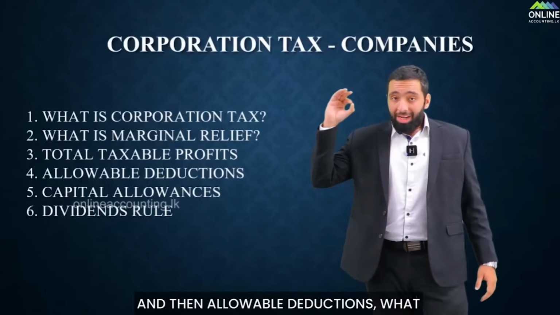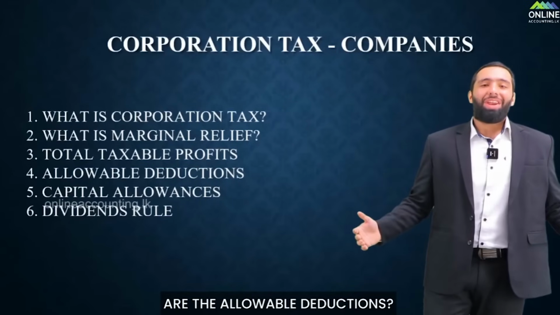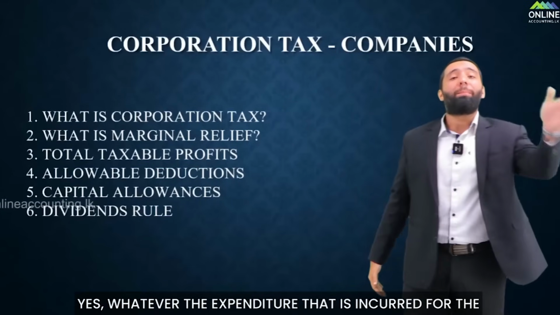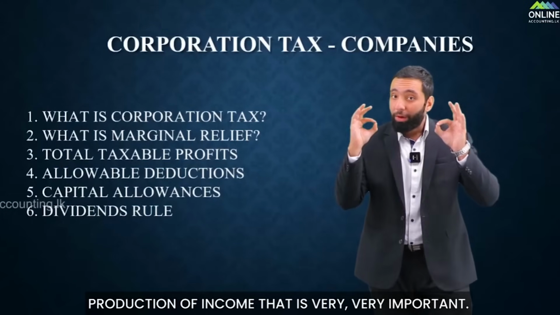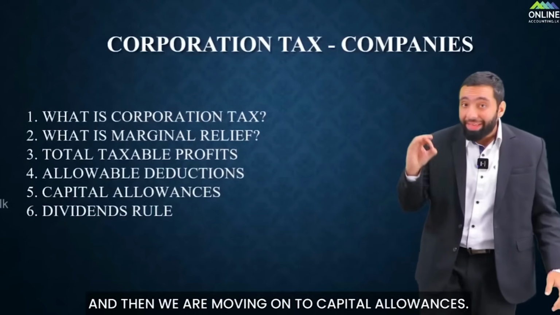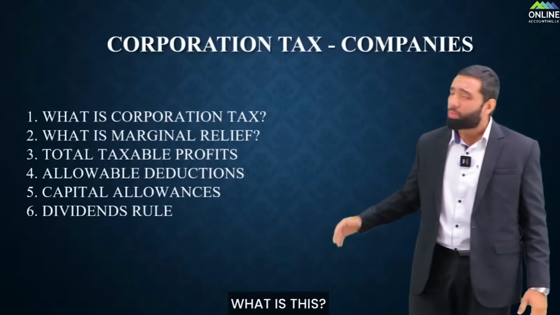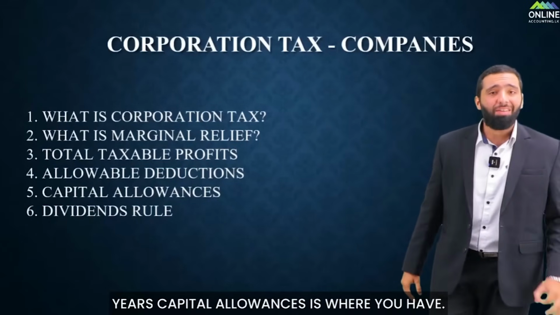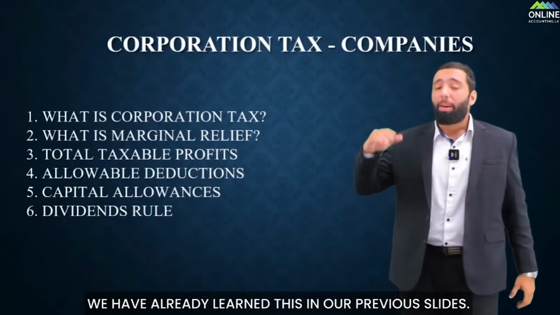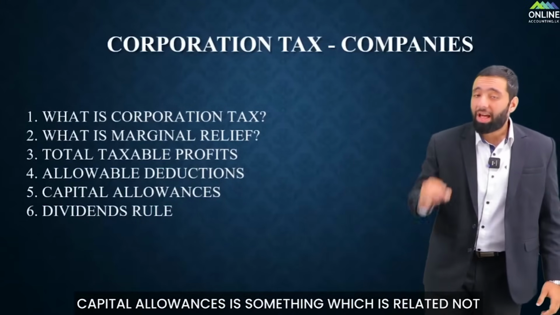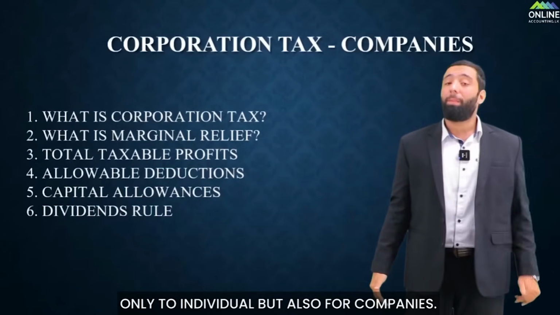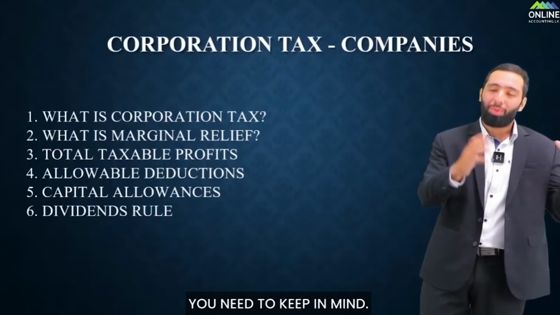And then allowable deductions. What are the allowable deductions? Yes, whatever expenditure is incurred for the production of income. That is very, very important, and make sure these are the things that you need to keep in mind. And then we are moving on to capital allowances. What is this? Yes, capital allowances is where we have already learned this in our previous slides. Capital allowances is something which is related not only to individuals but also to companies. So there are different rules that you need to keep in mind.